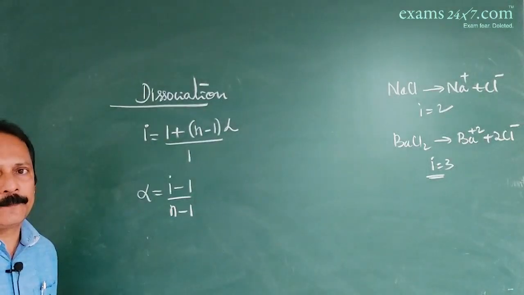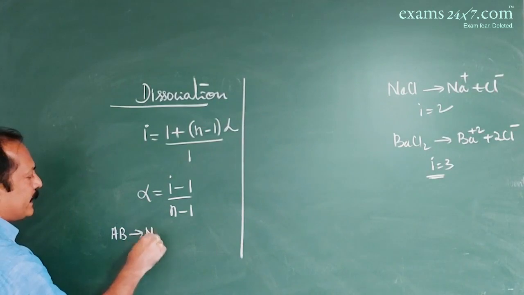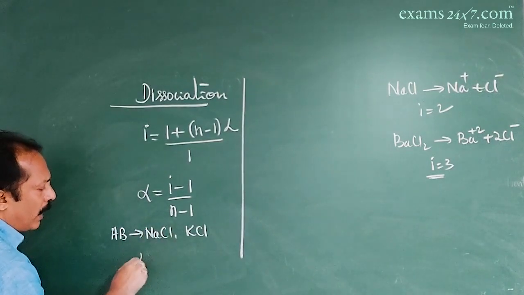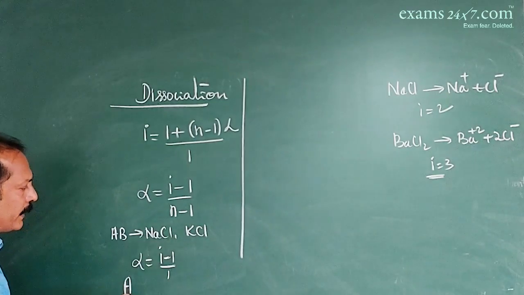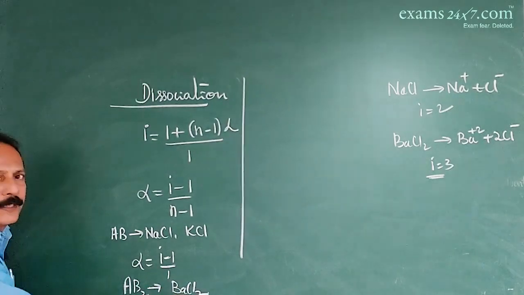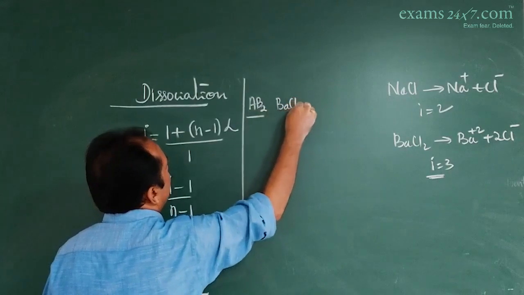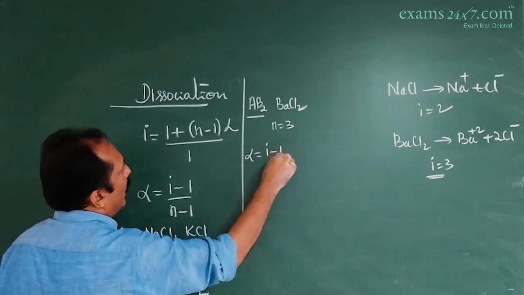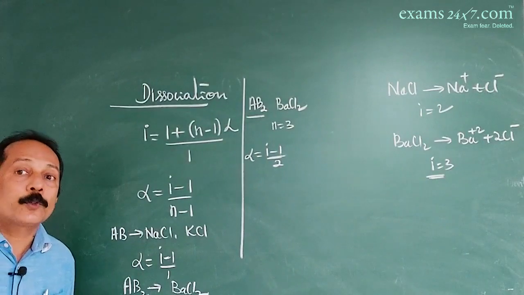This is for dissociation. In the case of dissociation, for an AB type salt like NaCl, a strong electrolyte, KCl, etc., the n value is 2. Therefore, alpha is equal to i minus 1 divided by 1, that is, i minus 1. Now, for salts of the type AB2, like barium chloride, BaCl2, it dissociates to give three particles. In BaCl2, the n value is 3. Therefore, here alpha is equal to (i minus 1) divided by 2. So this is applicable when an electrolyte undergoes dissociation.